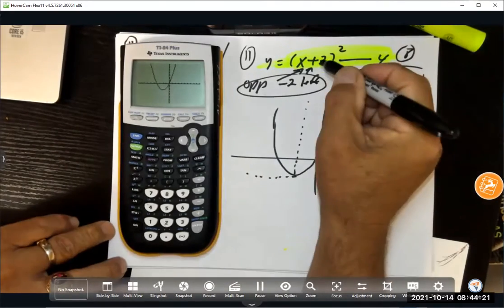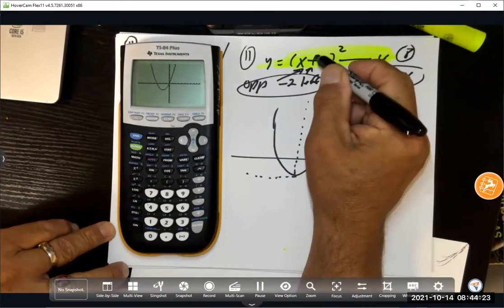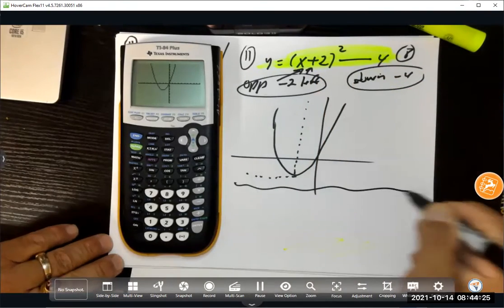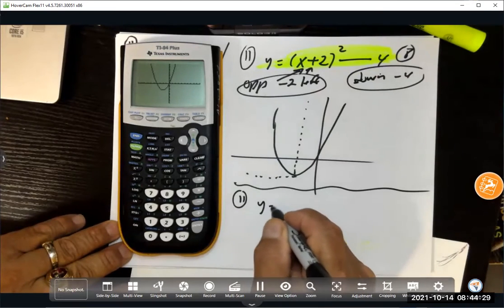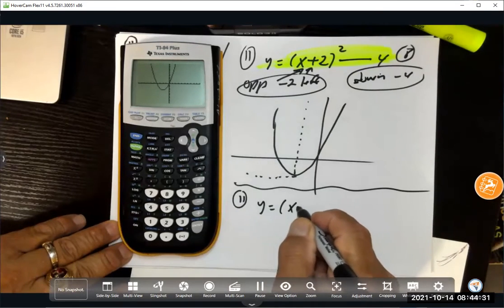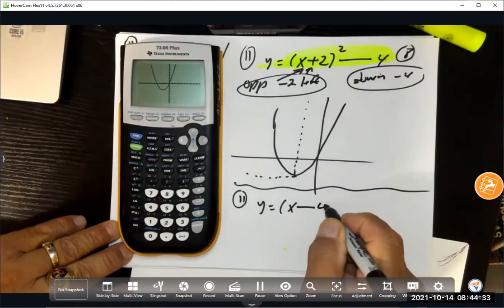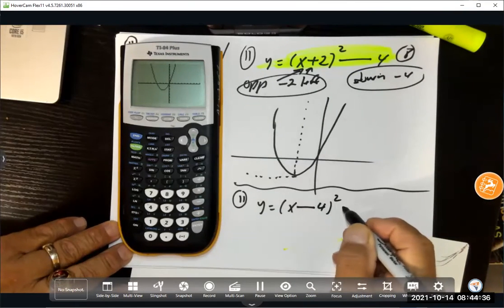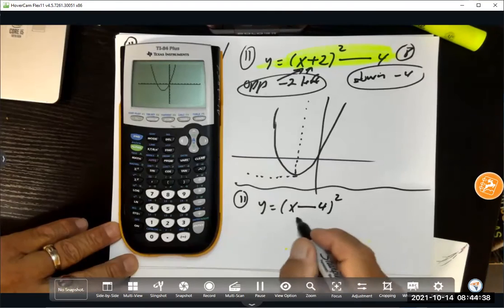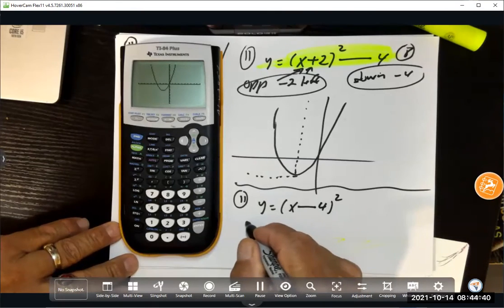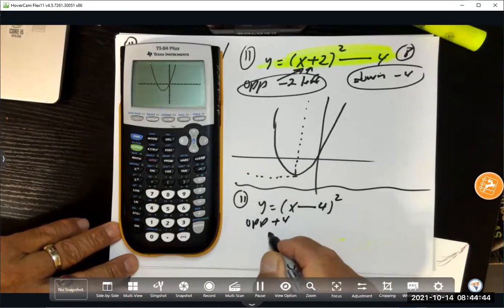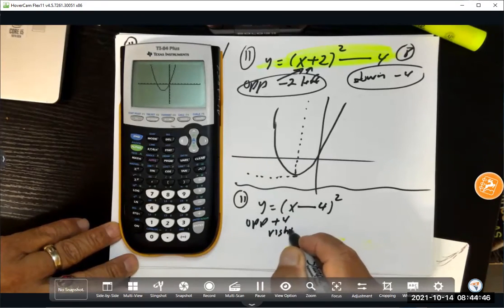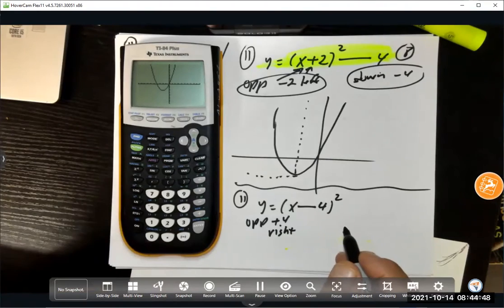Okay, so what does it do? It does the opposite of what's in here. So it's going to go left and right. Now, if I change this one, let me do this one here. If I put x minus 4 squared, okay, the opposite of negative 4 is positive 4. So it's going 4 to the right.